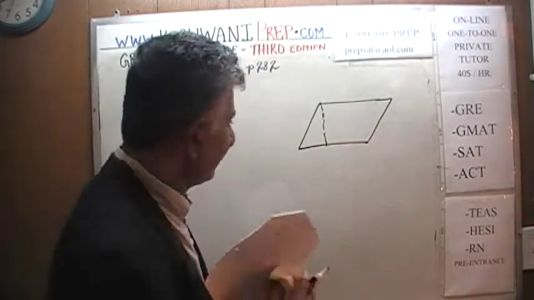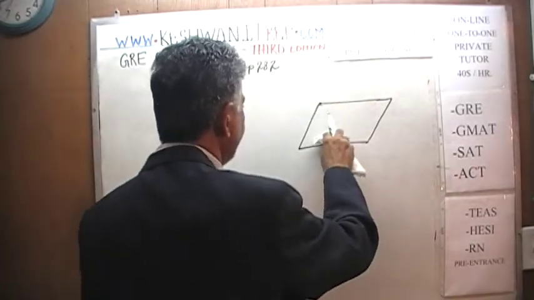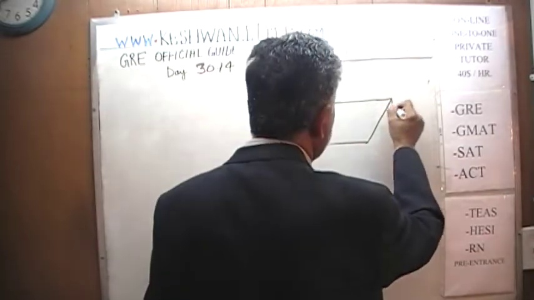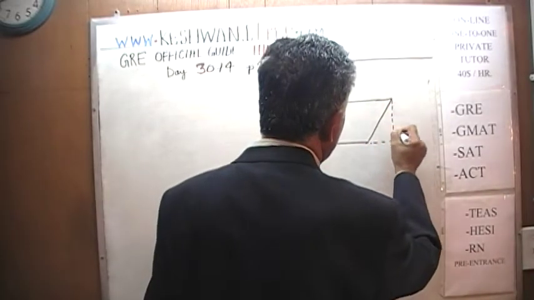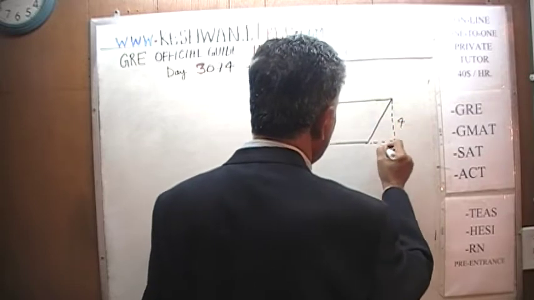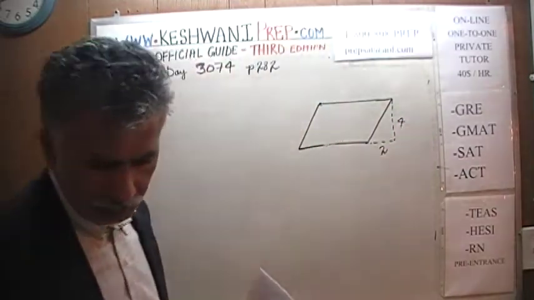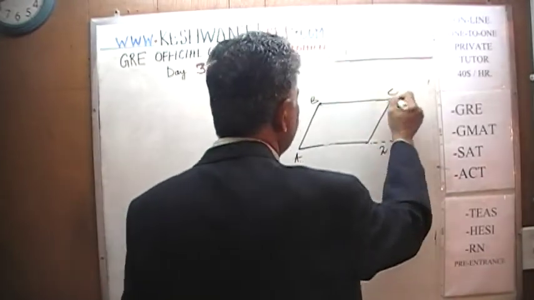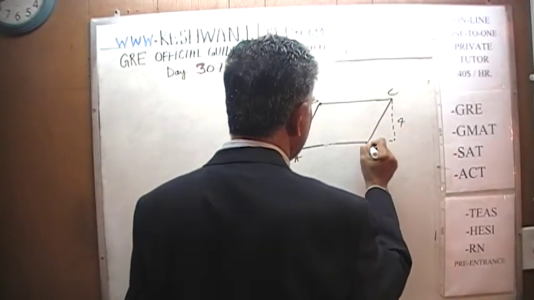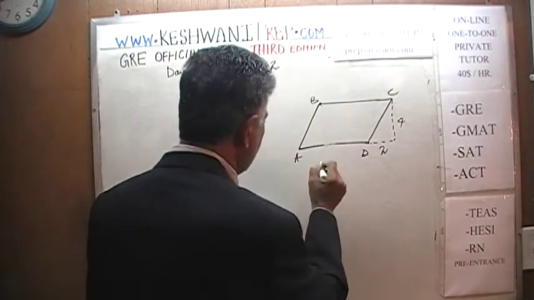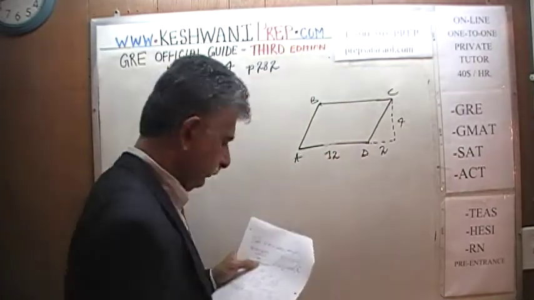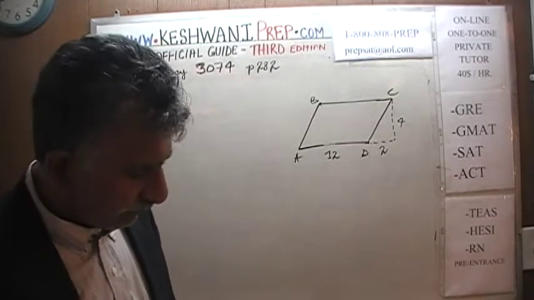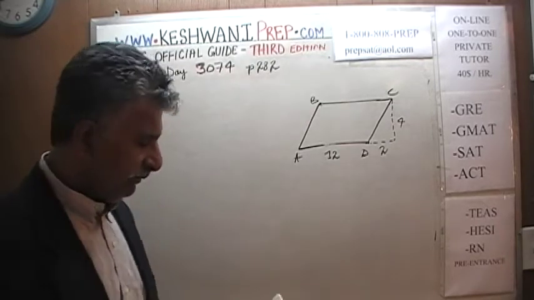Let's not add something that is not given to us yet. What is given to us is this perpendicular side. We are told that from here to here is 4. This part, as we are told, is 2. A to D, A, B, C, D, we are told, is 12. And that's about it. The first thing we want to find out is the area of ABCD.